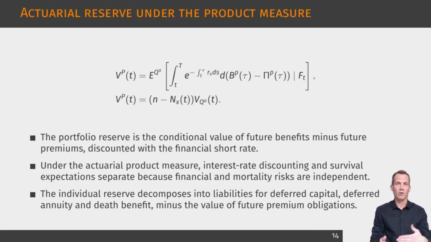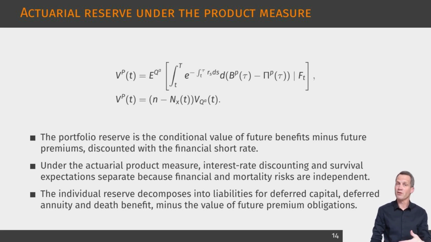The reserve formula on the slide gives the conditional value at time t of future benefits minus future premiums for the whole portfolio. Cash flows are discounted with the future short rate path, and the expectation is taken under the actuarial product measure. Because this measure uses risk-neutral valuation for interest rates and real-world valuation for mortality, the expression separates into financial discount factors and survival probabilities. The second relation states that the portfolio reserve is the number of survivors at time t multiplied by the reserve of one surviving policyholder. This is a useful simplification. At the individual level, the insurer's liability has three components.